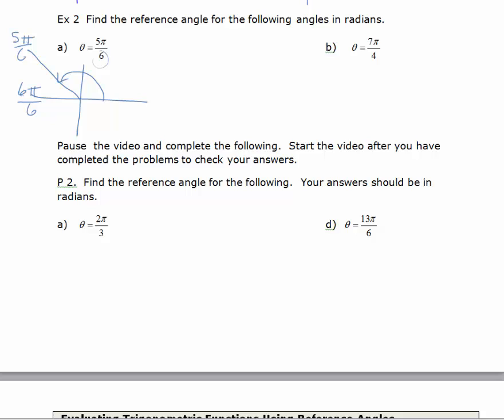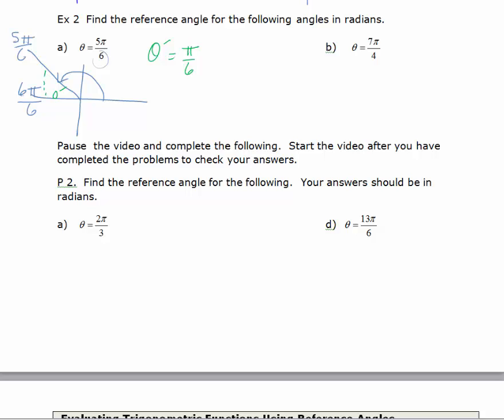So my reference angle, the little acute angle that I make with the x-axis, is just going to be the difference between these two. The reference angle is going to be pi over 6. Let's look at 7 pi over 4. We're going to do the same thing.